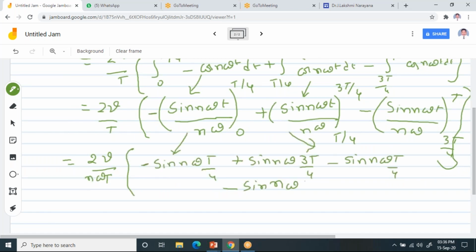For the third term, you need to write minus sine n omega capital T. This part is minus. Already we have minus, and minus becomes plus sine.